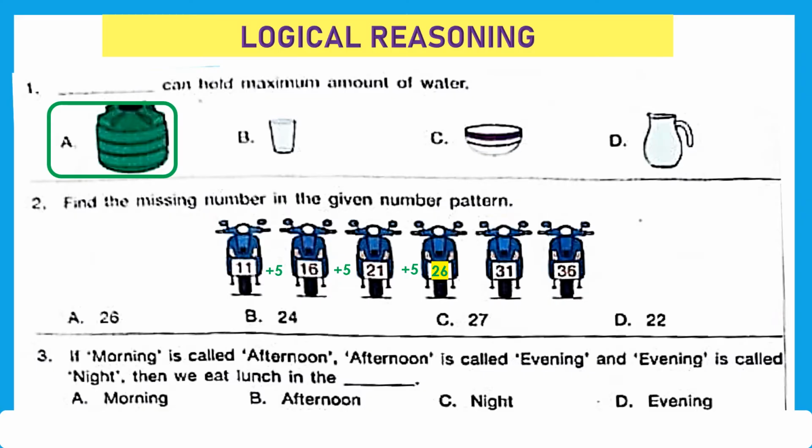But let's complete the pattern and re-verify. 26 plus 5 is equal to 31 and 31 plus 5 is equal to 36. So the right answer is option A, 26. Question 3. If morning is called afternoon, afternoon is called evening and evening is called night, then we eat lunch in the... So when do we eat lunch? We eat lunch in the afternoon. And what are we calling afternoon here? We are calling it evening. So the right answer is option D, evening.